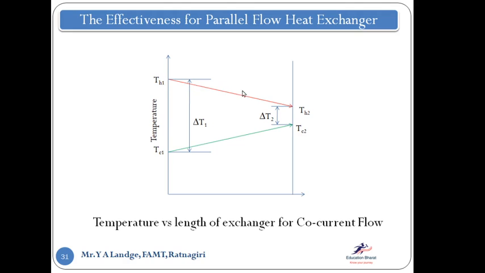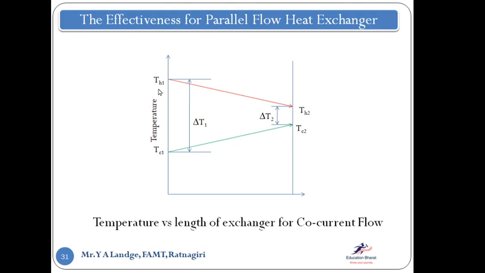The red line shows the hot liquid, and the green line shows the cold liquid. We draw this graph between x, the length of the exchanger, versus the temperature. What is the temperature at a particular length? As we consider, this is at 0 point and this is at L point. This is the temperature difference initially at 0 distance and the temperature at L distance.